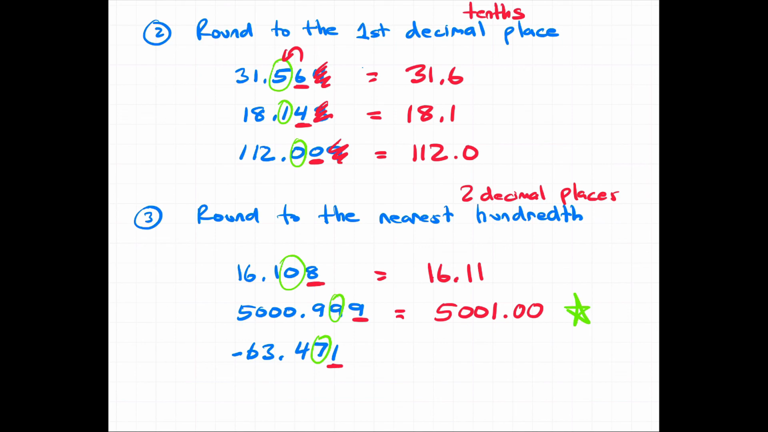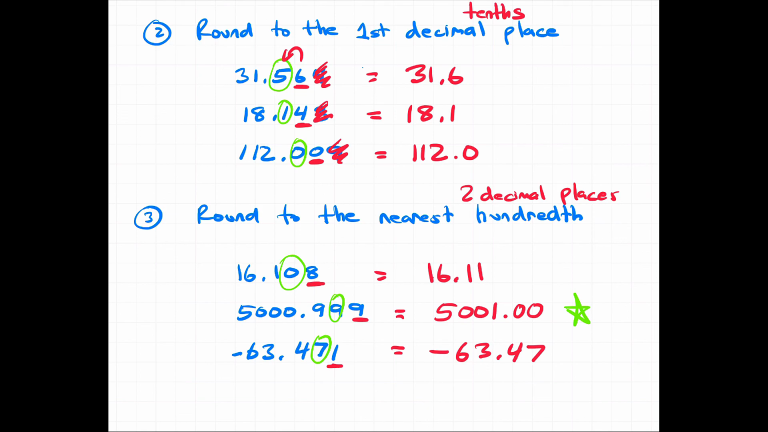Okay, and let's look at the last one. So the fact that it's negative doesn't really change anything, but just make sure that in your answer you include that negative sign there. And this one tells, the 1 says the 7 is not going to change, so we have negative 63.47. So there we go.